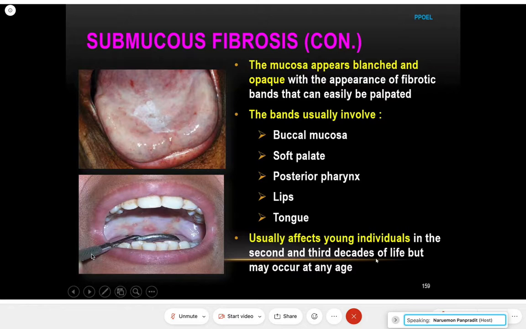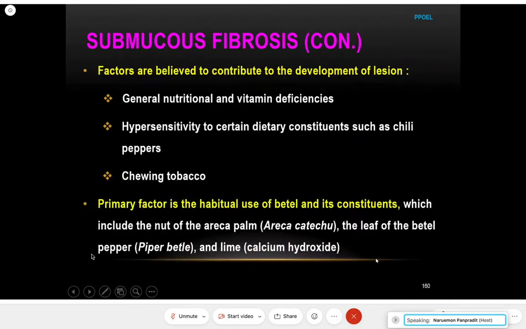It usually affects young adults. The real cause is not known, but they think maybe nutritional deficiency, such as some vitamin, or hypersensitivity to some diet like chili pepper, or patients chewing tobacco. But the main reported factor is betel nut or betel chewing.